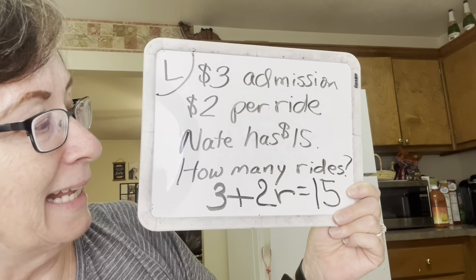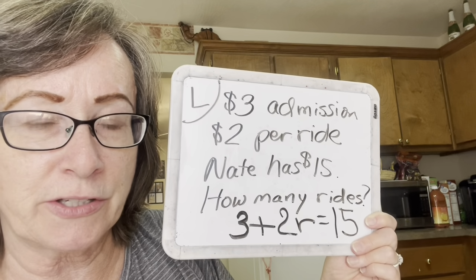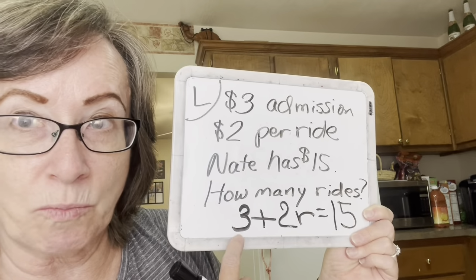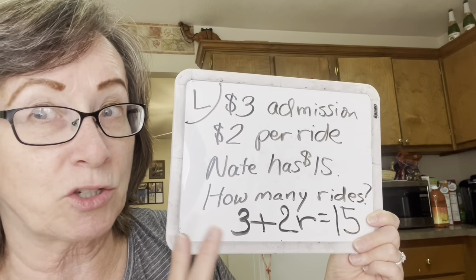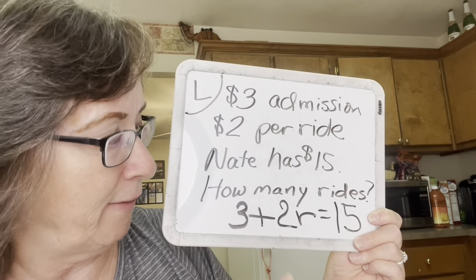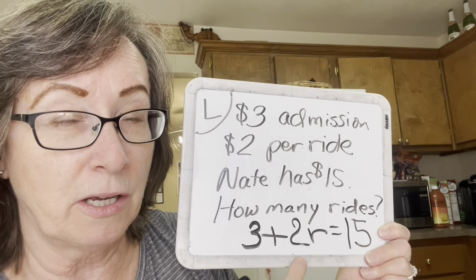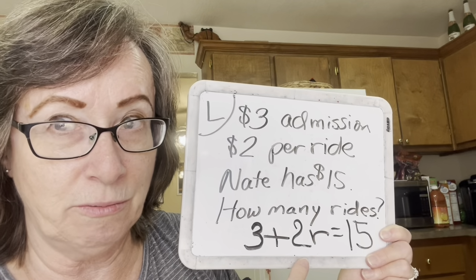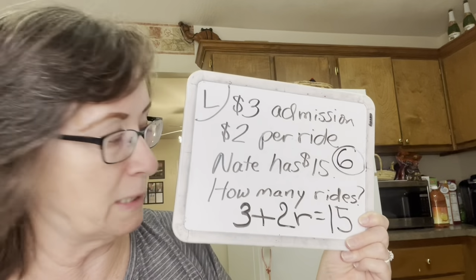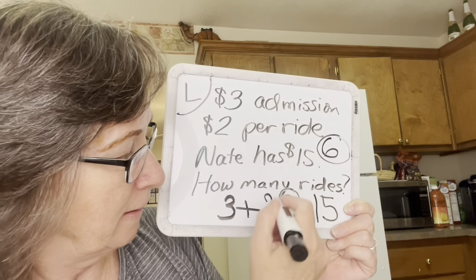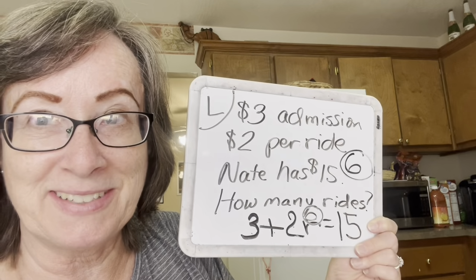So now, let's see if we can figure out. First of all, if he has $15, it took him $3 to walk in the door. So if we take away the $3, 15 take away 3 is 12. He has $12 left to spend on rides, but each ride costs $2. So what's 12 divided by 2? It's 6. He can ride 6 rides. Okay, so let's plug in 6 right here. 3 plus 2 times 6, 3 plus 12 is 15. And it works.